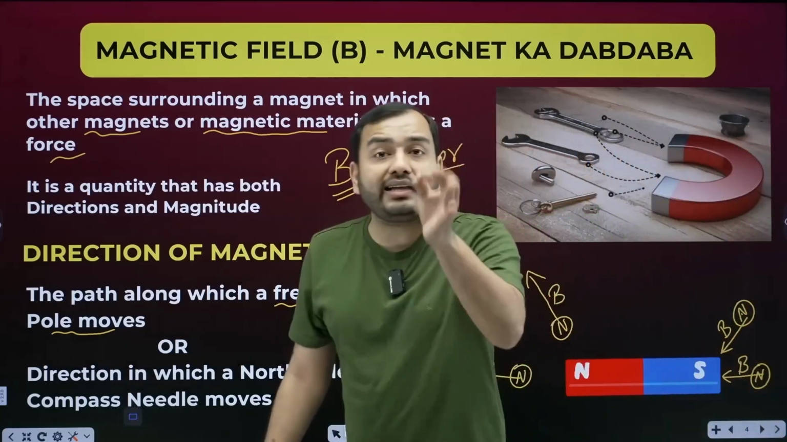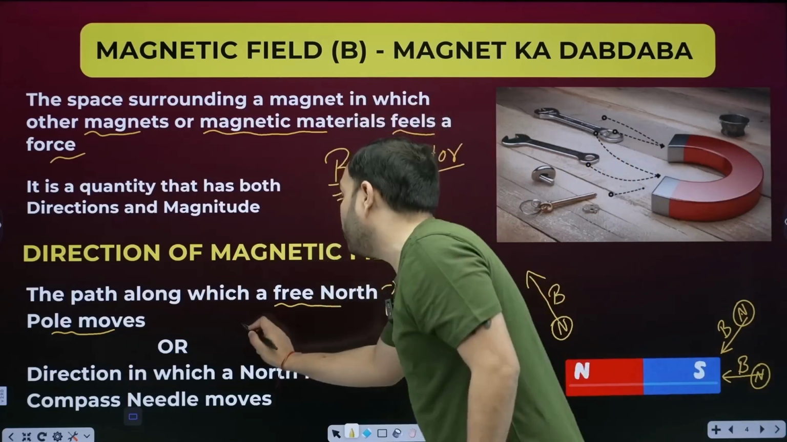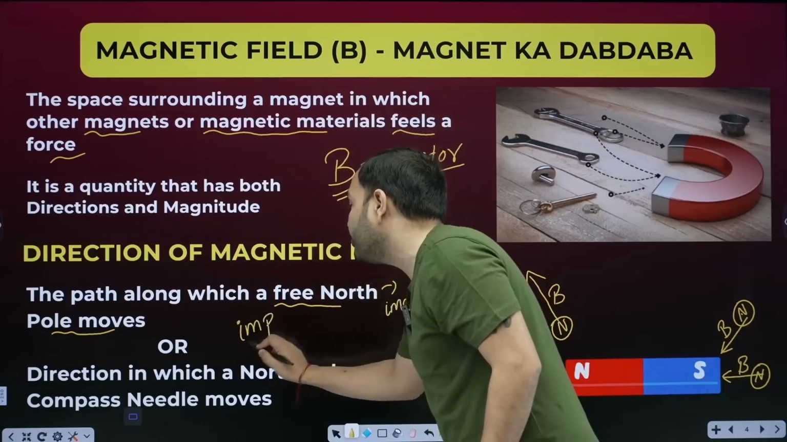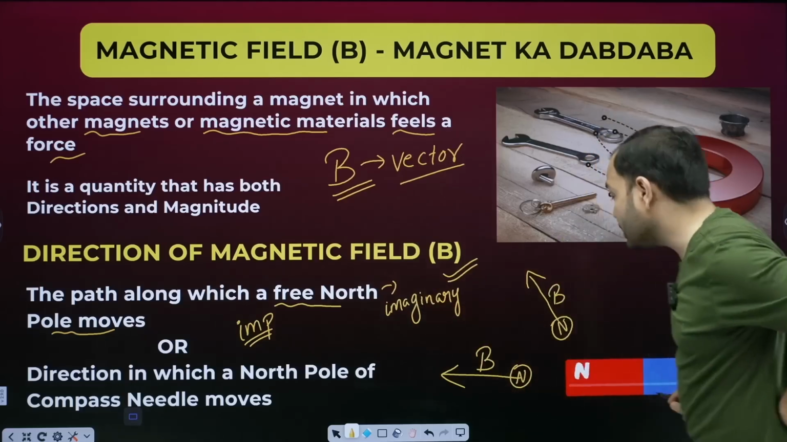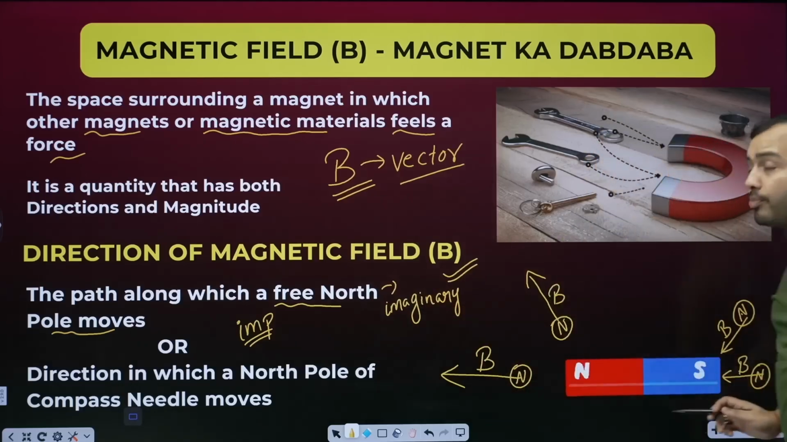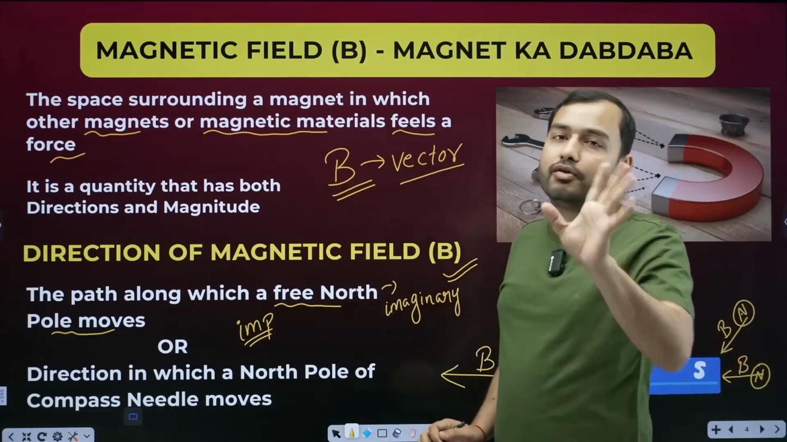So how do we find the direction of the magnetic field? Very important. It has been asked in the board. How do we find it? The path along which a free north pole moves. What is that? Direction of the magnetic field.